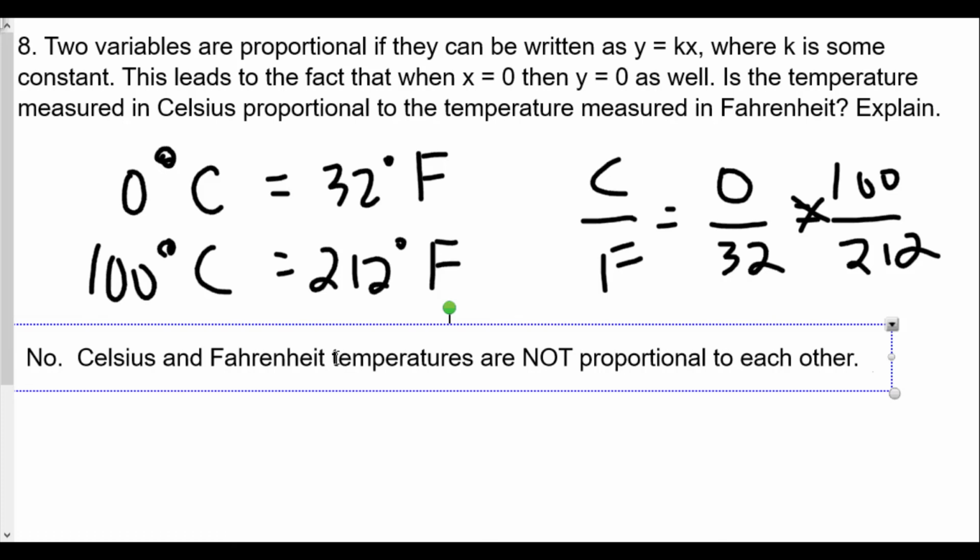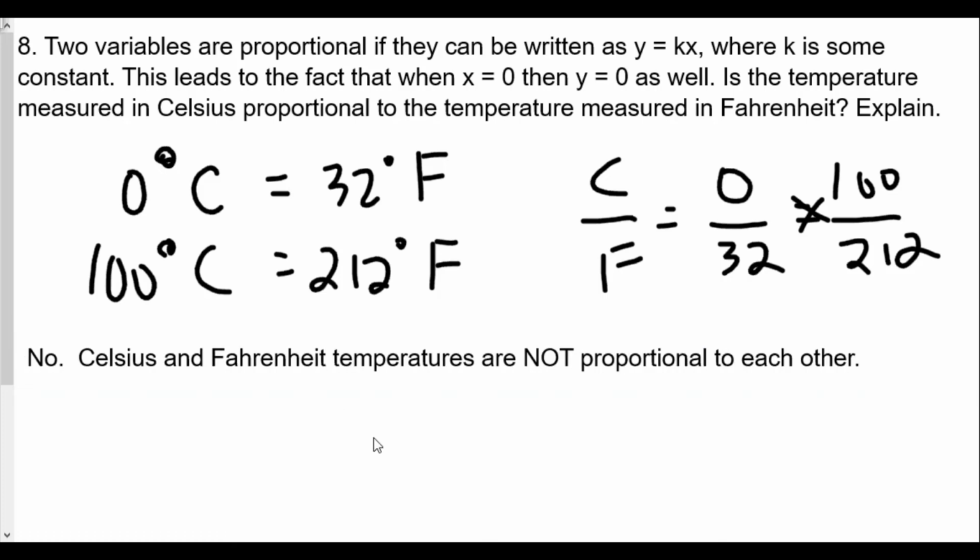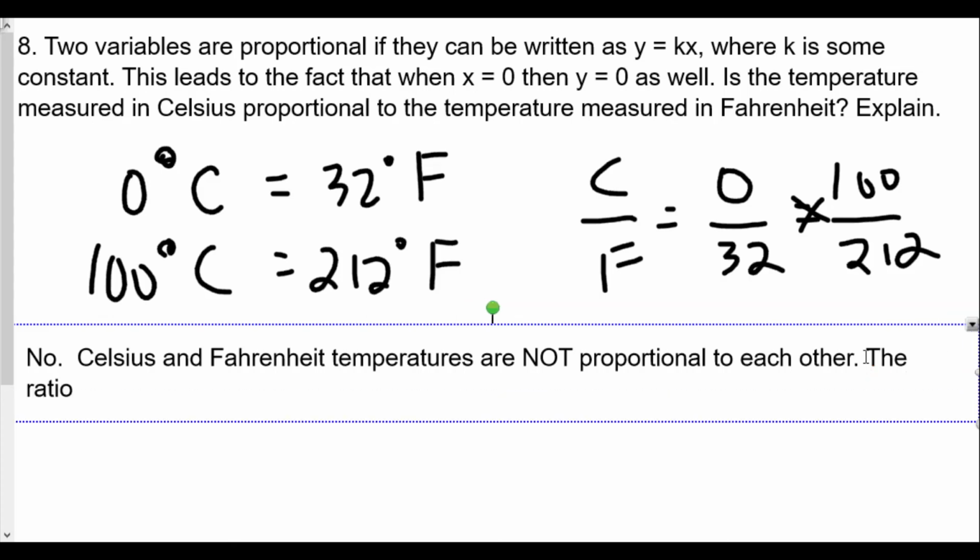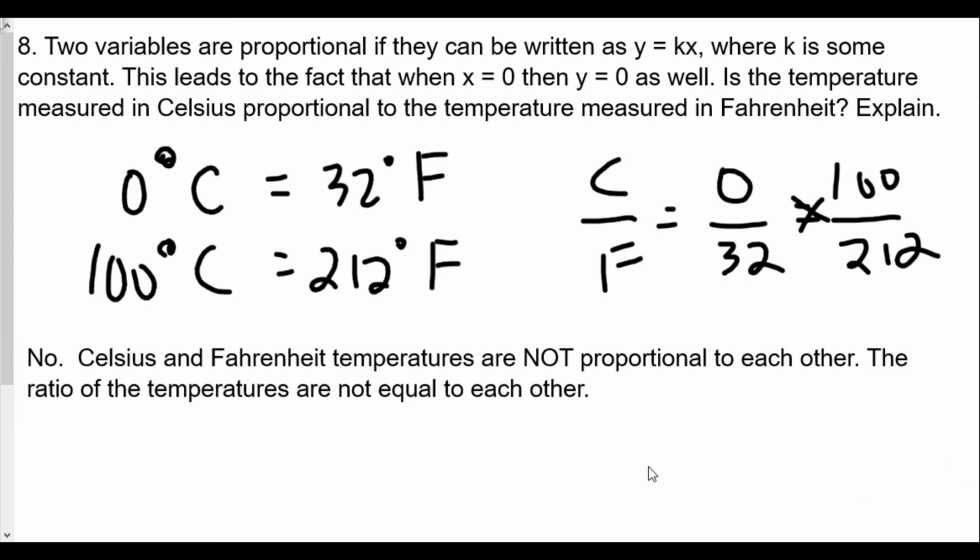Okay, so we see in this case that the ratio of the temperatures are not equal to each other. Remember, for direct variation, the ratios of temperature have to be the same. So Celsius over Fahrenheit would have to be equal no matter what. In this case, 0 over 32 is not the same as 100 over 212. Okay, so we'll encounter situations where it does work out.